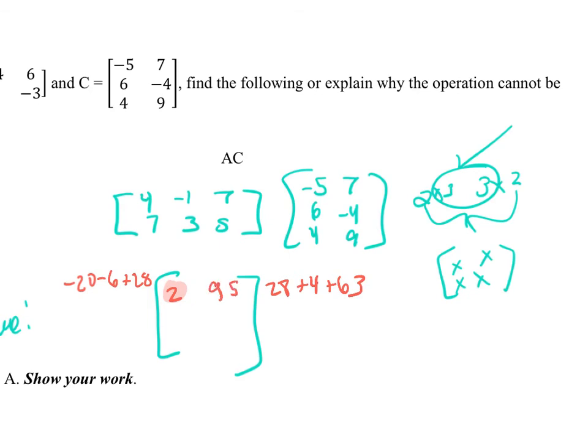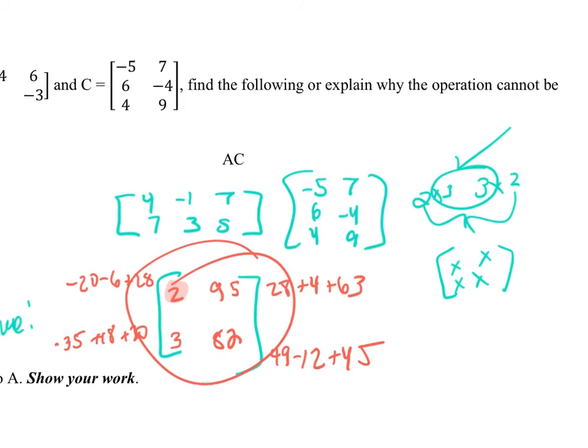So now second row, first column. 7 times negative 5 is negative 35. 3 times 6 is 18. And 5 times 4 is 20. So if we have negative 35 plus 18 plus 20, I get positive 3. Then second row, second column. So 7 times 7 is 49. 3 times negative 4 is negative 12. And 5 times 9 is 45. So 49 minus 12 plus 45 is 82. So there you go. There is our answer.